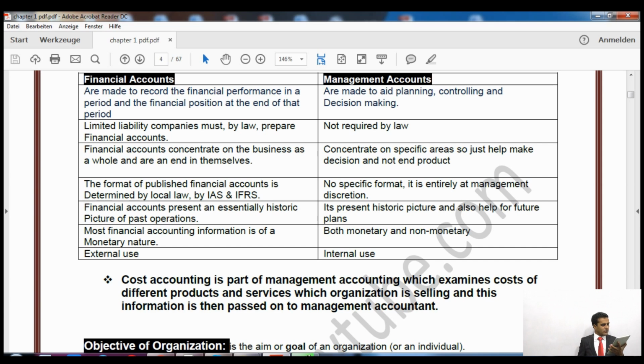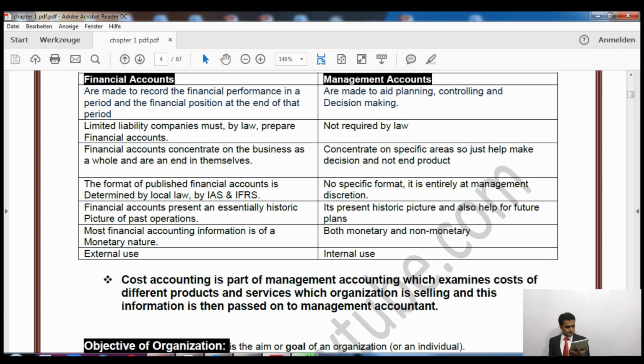And financial accounts concentrate on the business. Limited liability companies must, by law, prepare financial accounts. The next point is that financial accounts concentrate on the business as a whole and are an end in themselves, because we have made the financial reports. That is an end product. Whereas management accounts are not an end product. We have made the accounts, but we have to make decisions based on them so that we can improve the performance of our company.